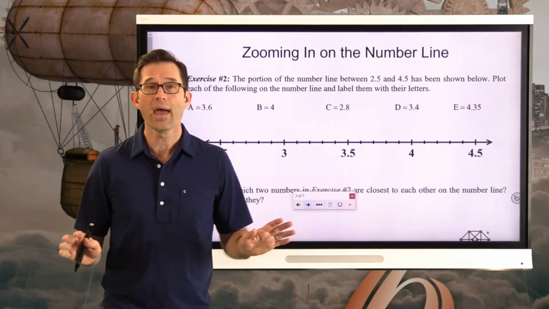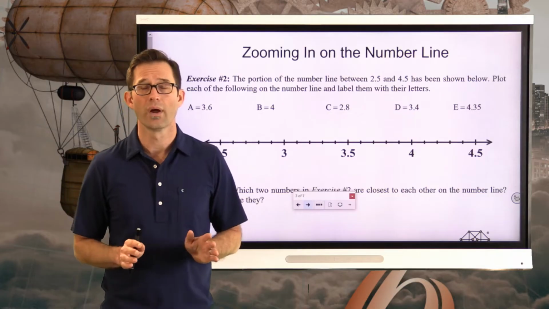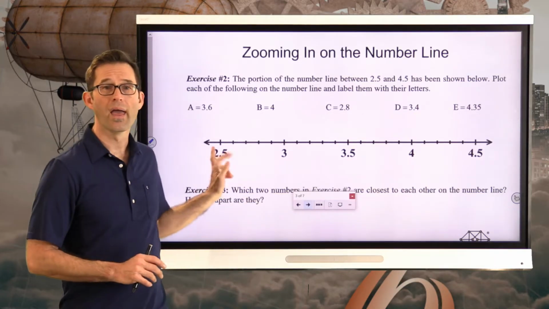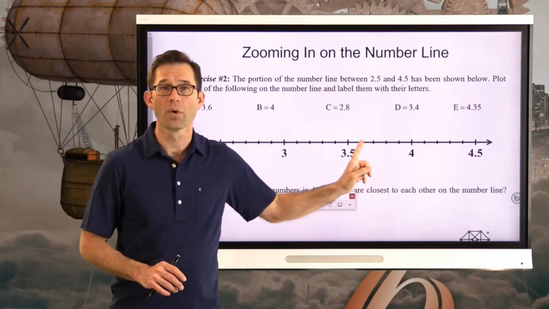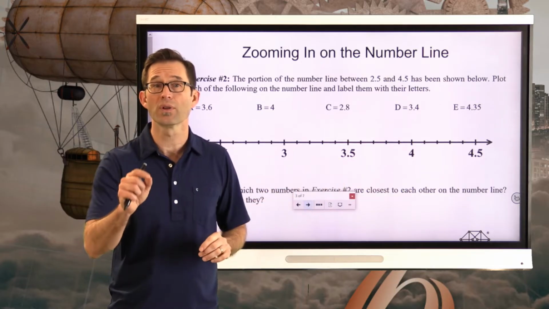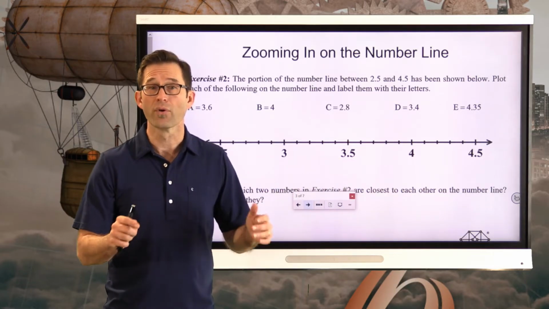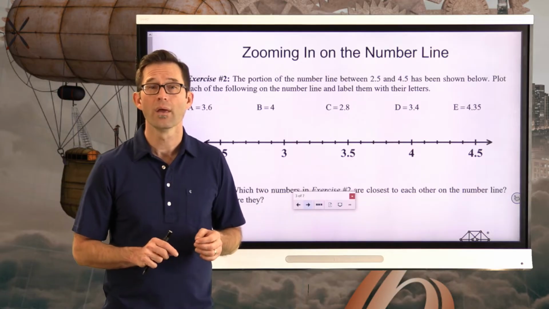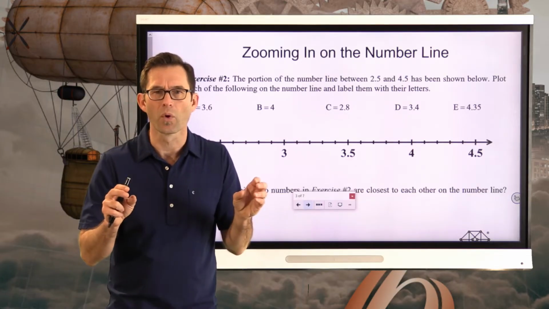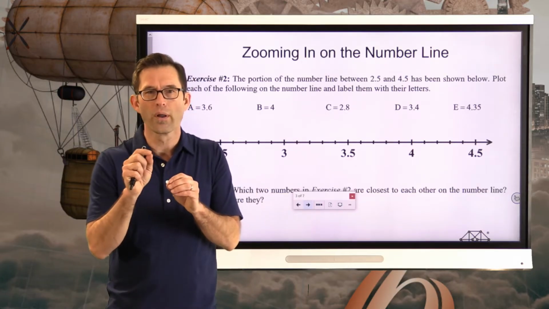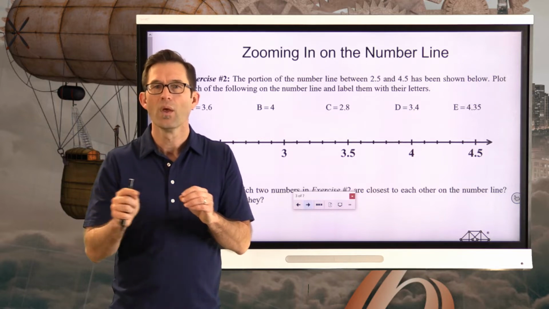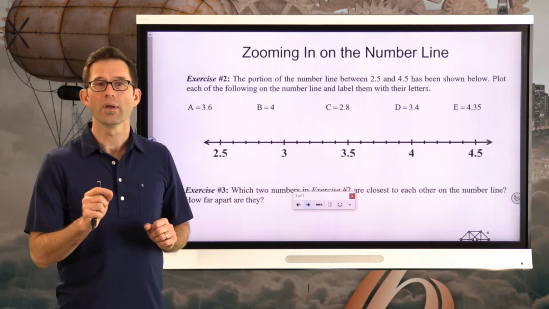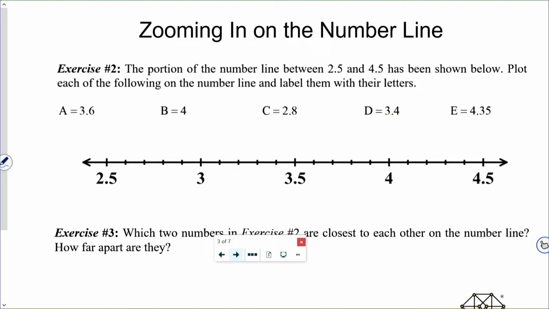Here we go. Now, one thing is certainly true, right, in that any point on a number line corresponds to a particular number, right? And every number has a location on a number line. But we can kind of zoom in on a number line so that we're getting more and more decimal places, if you will. Exercise 2 illustrates that. Let's take a look at it. The portion of the number line between 2.5 and 4.5 has been shown below.